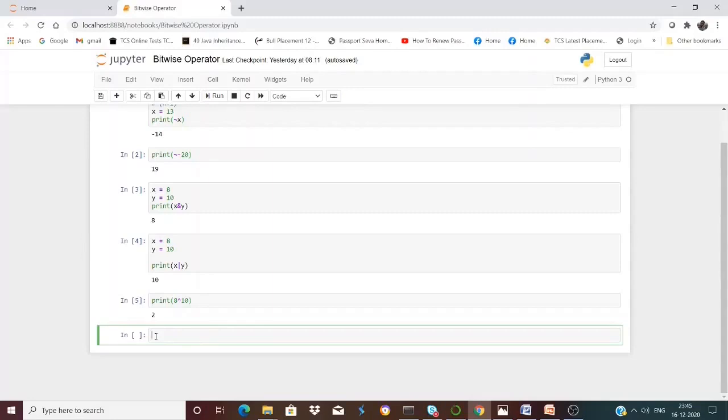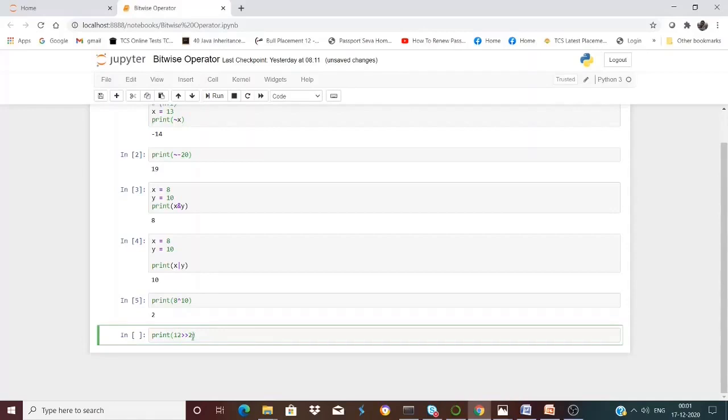Now, how many places are the bits shifted? That depends on the value of the second operand. If the second operand is 2, then the bits are shifted 2 places to the right. If the value of the second operand is 3, then the bits are shifted 3 places to the right, and so on. So let's look at an example of the bitwise right shift operator. So let's take a number 12 and apply the bitwise right shift operator, and let the value of the second operand be 2.